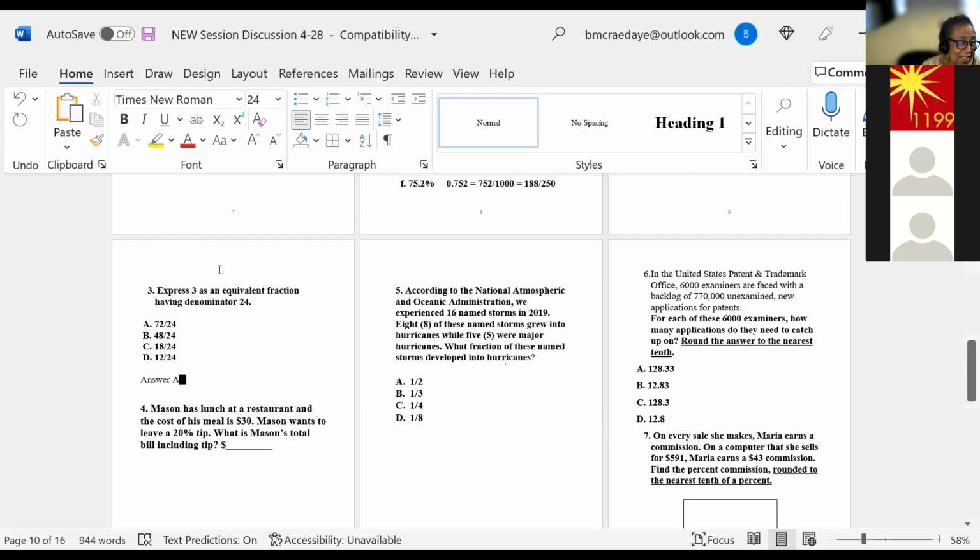It says express 3 as an equivalent fraction having denominator 24. So 3 times 24 is 72, right? Yeah. It's simple, straight off.